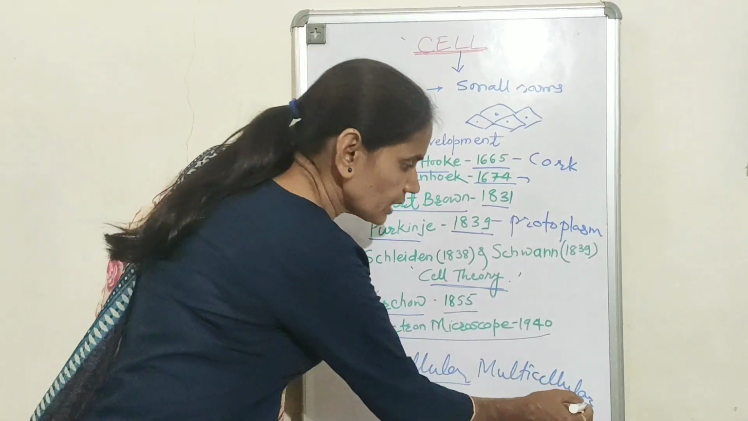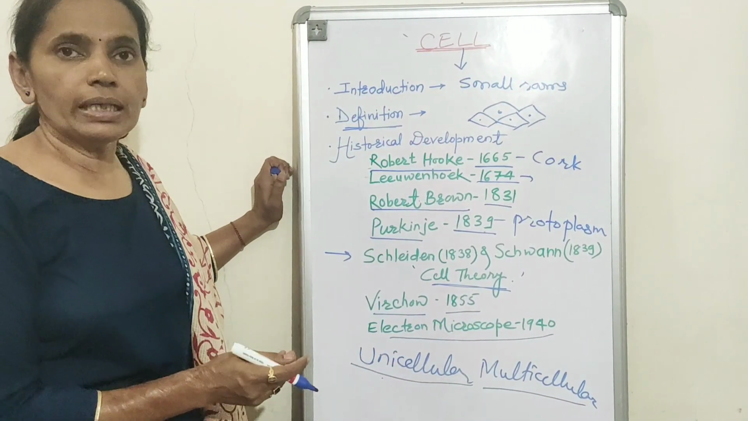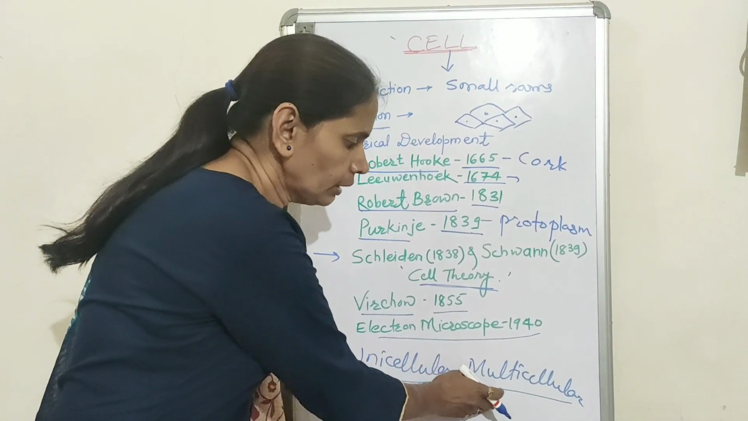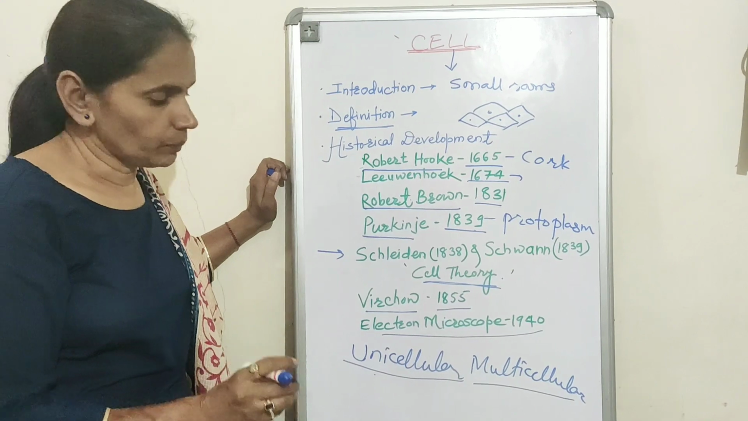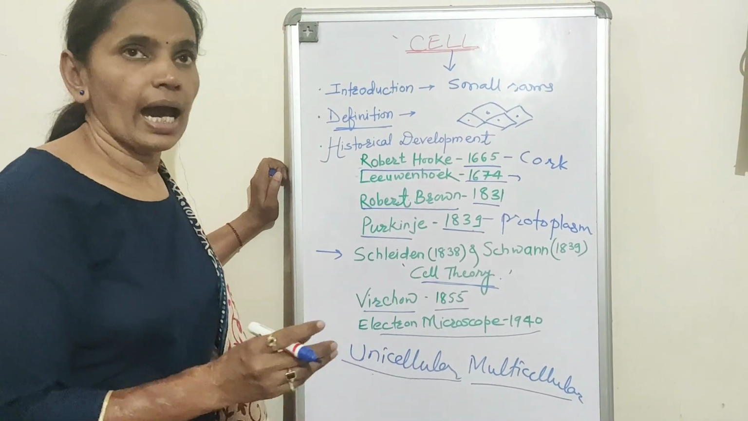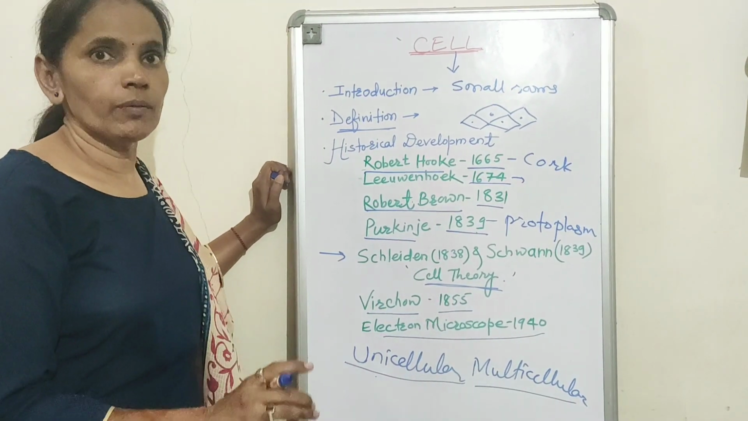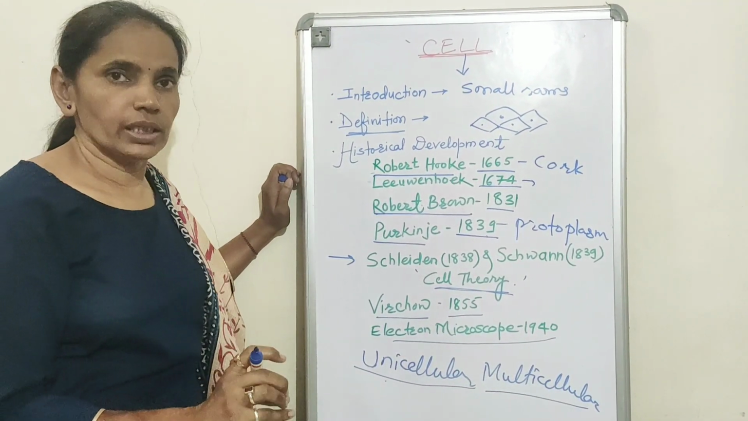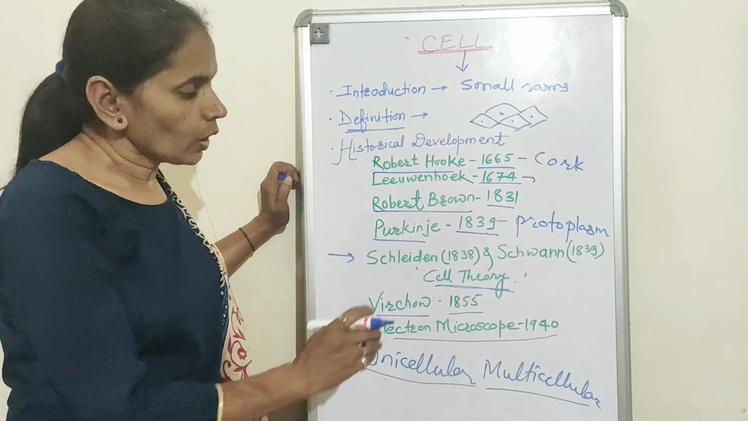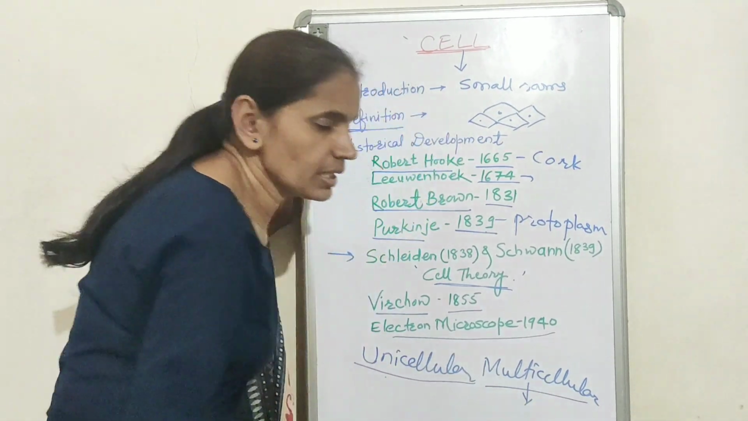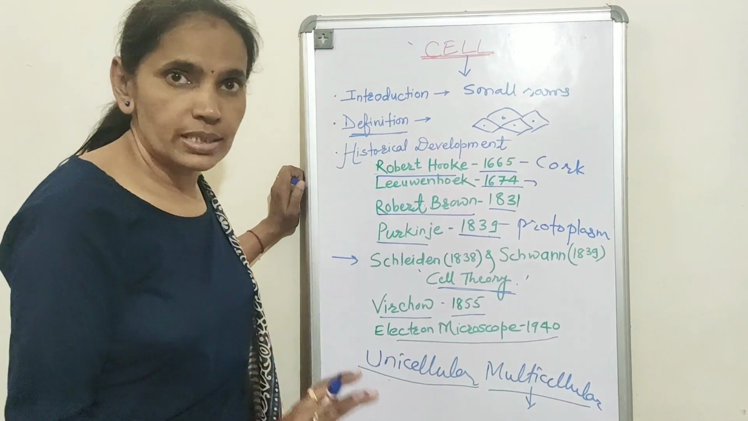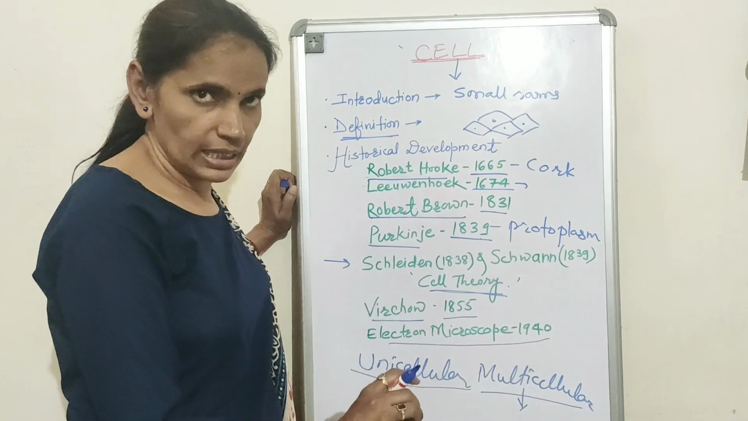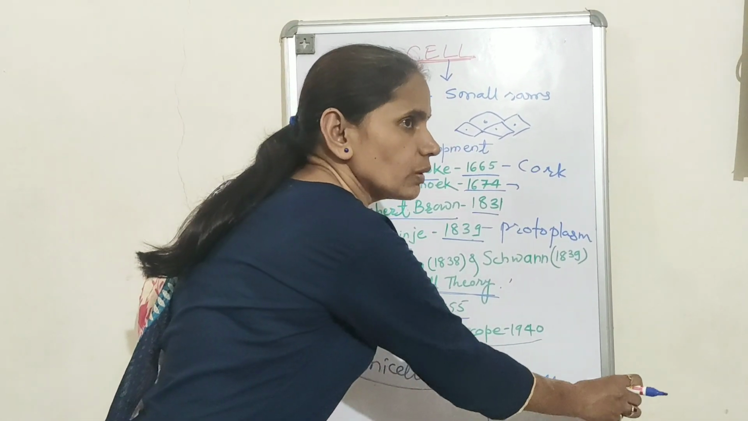Now in the case of multicellular organisms, for example plants, animals and fungi, the body is made up of a number of cells, and different organs are developed for different functions. These different organs are made up of a variety of cells. When we consider multicellular organisms, not all cells are of the same size and shape. So there are different types of cells present in different multicellular organisms.